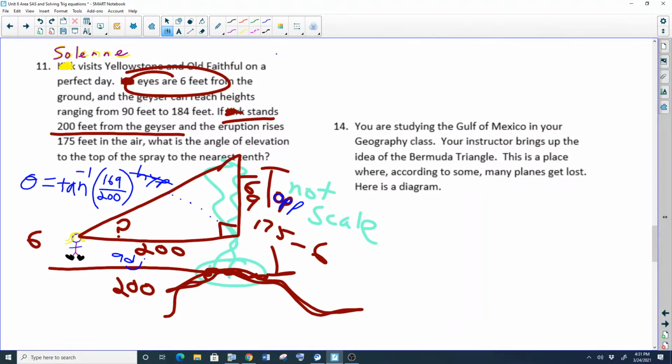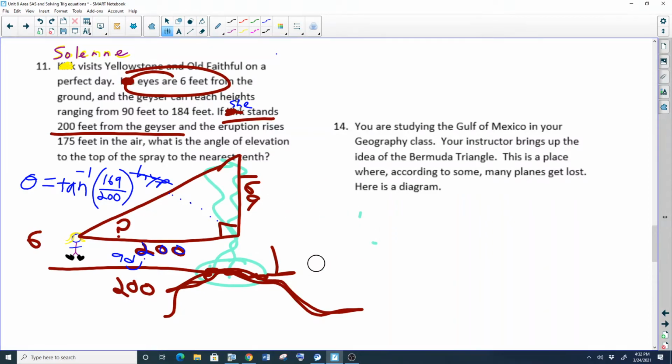So Solen visits Yellowstone and Old Faithful on a perfect day. Her eyes are 6 feet from the ground, and the geyser can reach heights ranging from 90 feet to 184. If she stands 200 feet from the geyser, which is right here, and the eruption rise is 175 feet. So first of all, this isn't to scale, just saying.